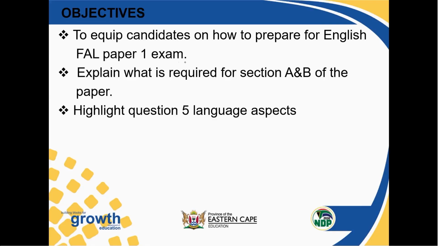Today's lesson is about how you should prepare for your English Paper 1 examinations, and I'll be unpacking this to your full understanding. Right, now let's look at the objectives of this lesson. In this lesson, I want to equip the candidates on how to prepare for English Paper 1 examinations, and also I'll explain what is required for Section A and Section B of the paper, and I'll highlight Question 5 language aspects. Now, the focus of this lesson is only on Section A and Section B and Question 5.